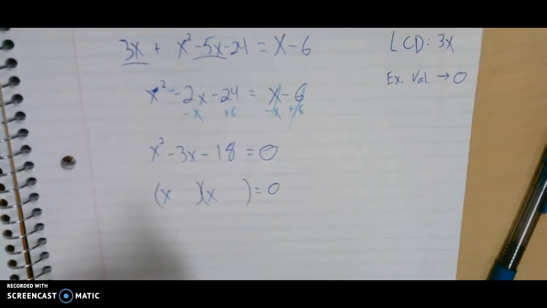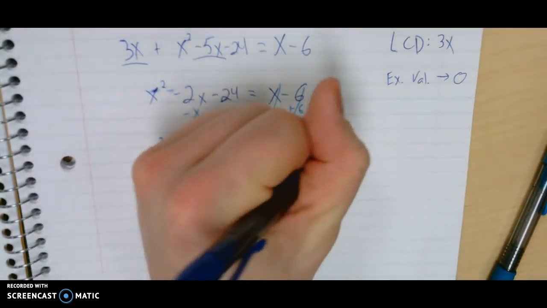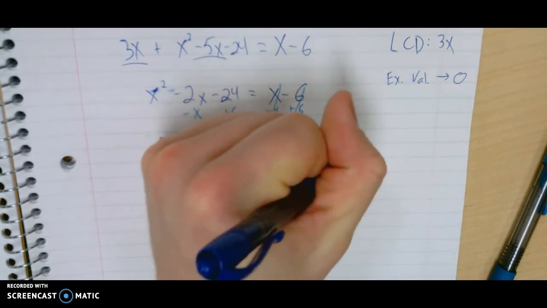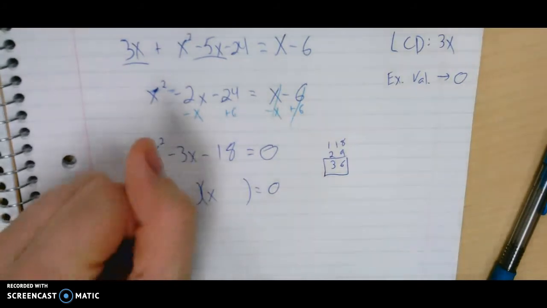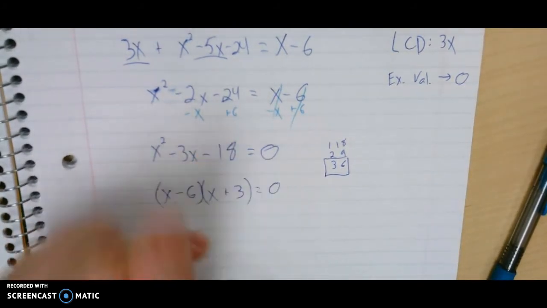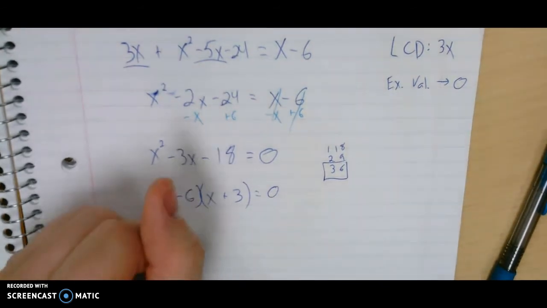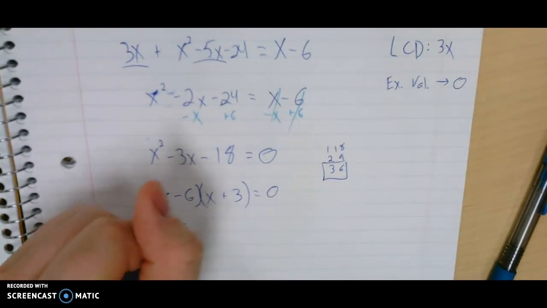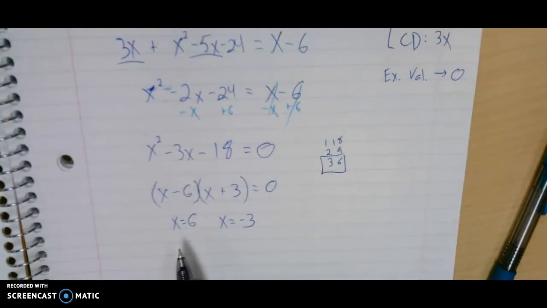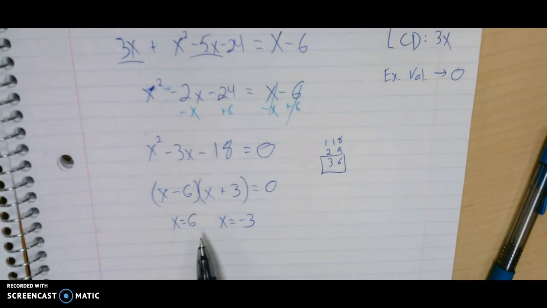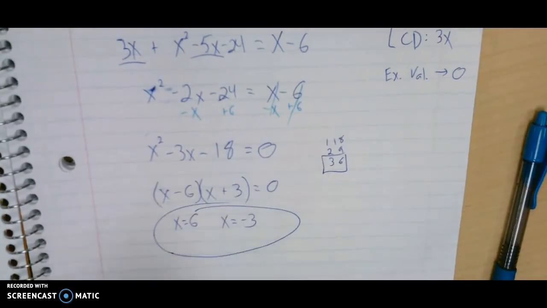Let's see, two numbers that multiply to negative 18 add up to negative 3. It's either 1 and 18, 2 and 9, or 3 and 6. And it appears like 3 and 6 is probably going to be my winning combo. So we'll have x minus 6 and x plus 3. If you have them in the opposite order, that is totally fine. Moving forward to solve, I would get x equals 6 and x equals negative 3. And let's just make sure neither of those are our excluded values. Well, we already found out the only excluded value is 0, so we're good. Those are our two solutions.